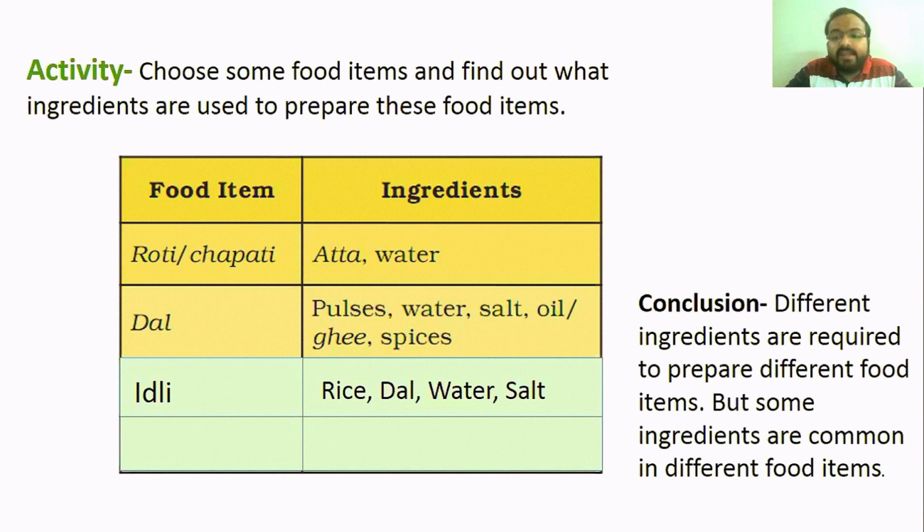But some ingredients are also common in different food items. Like in idli, dal, and roti, water is common. So what is a common ingredient for roti, dal, and idli? Water. So in order to prepare different food items, we require different ingredients, but some ingredients are common also.